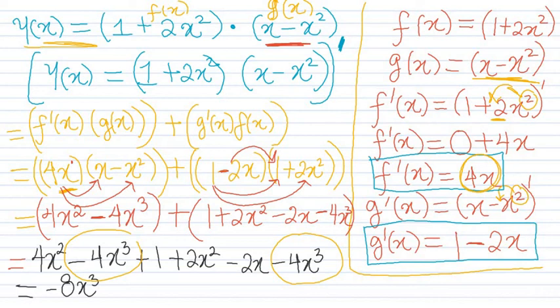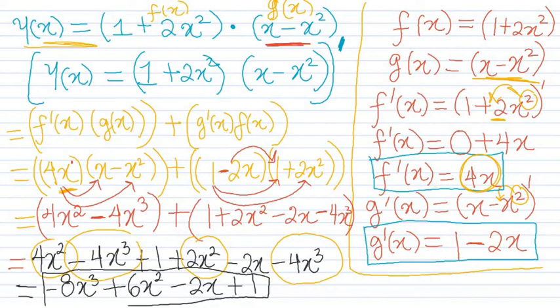Now 4x squared plus 2x squared is the same thing as plus 6x squared. So this is gone and this is gone, and then you just add the rest of it. So you have negative 2x left and then plus 1. So this is basically the answer. The answer is negative 8x cubed plus 6x squared minus 2x plus 1. So that's basically the answer, you guys. All the work done is that.